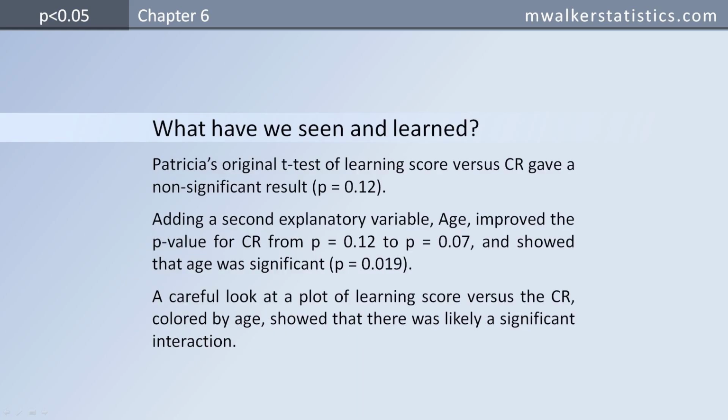What have we seen and learned? Patricia's original t-test of learning score versus CR gave a non-significant result, p equals 0.12. Adding a second explanatory variable, age, improved the p-value for CR from p equals 0.12 to p equals 0.07 and showed that age was significant, p equals 0.019. A careful look at a plot of learning score versus the CR colored by age showed that there was likely a significant interaction.